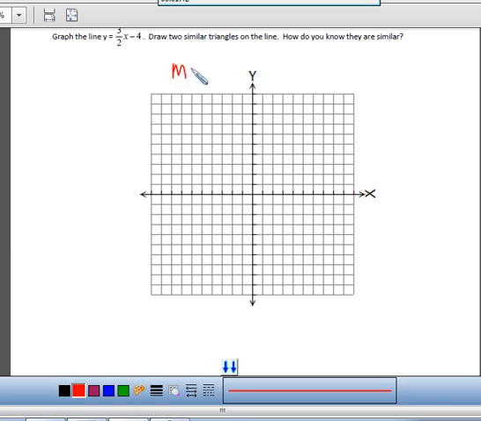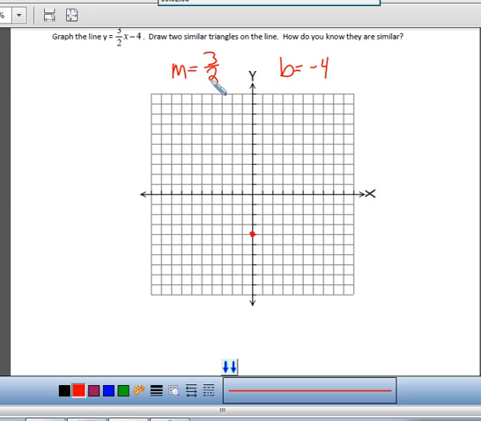So m, the slope, is 3 over 2. Rise is 3, run is 2. The first thing we need is a point on this line. Well, remember, we can use our y-intercept, b equals -4. So you go on the y-axis, go down to -4, and put a point.